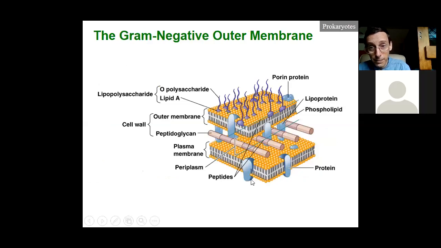This is the same picture, just showing it to you in a bigger view. There is no teichoic acid in the gram-negative cells. They do have, however, a lipoprotein, which can be connected to the cell membrane, span the cell wall, and connect into the outer membrane of the cell wall. That would be a lipoprotein.